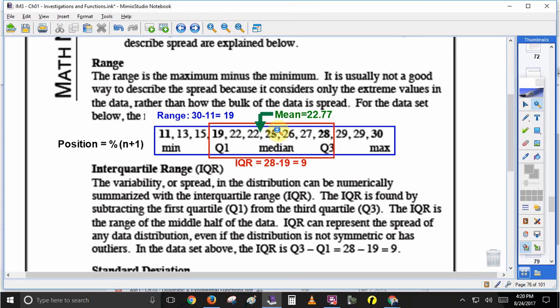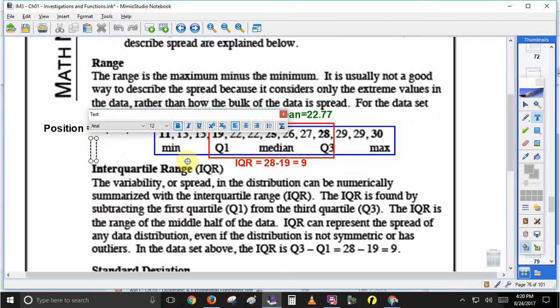So if you recall, the median is the middle of your data. So in this data we have 1, 2, 3, 4, 5, 6, 7, 8, 9, 10, 11, 12, 13 points. To find the middle of our data, I'm going to use this little equation that I've written off here to the side, which is the position equals the percentile times n plus 1. So the n is the number of data points, and the percentile for the middle would be the 50th percentile. So I'm going to say 0.5 times 13 plus 1.